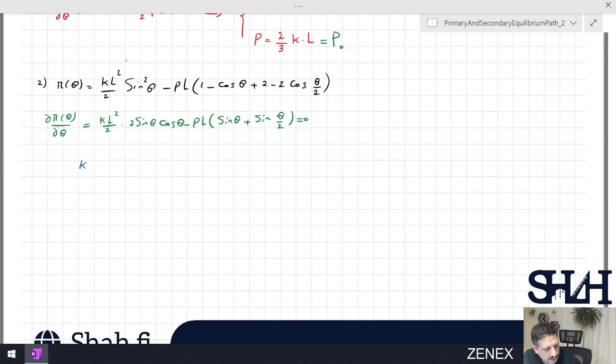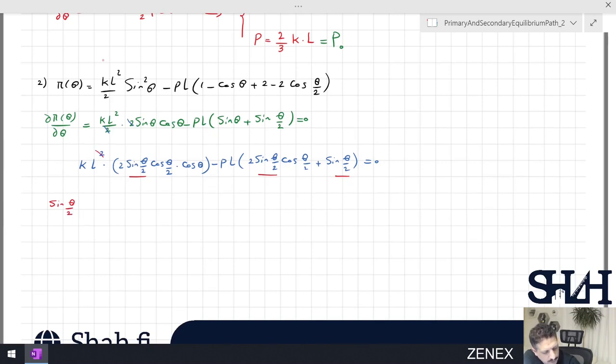So this can be written as KL² times 2 sin(θ/2) cos(θ/2) cos θ minus PL 2 sin(θ/2) cos(θ/2) plus sin(θ/2) equal to 0. Now we have sin(θ/2), I can factor this, and also I can simplify. KL² cos(θ/2) cos θ minus P 2 cos(θ/2) plus 1.